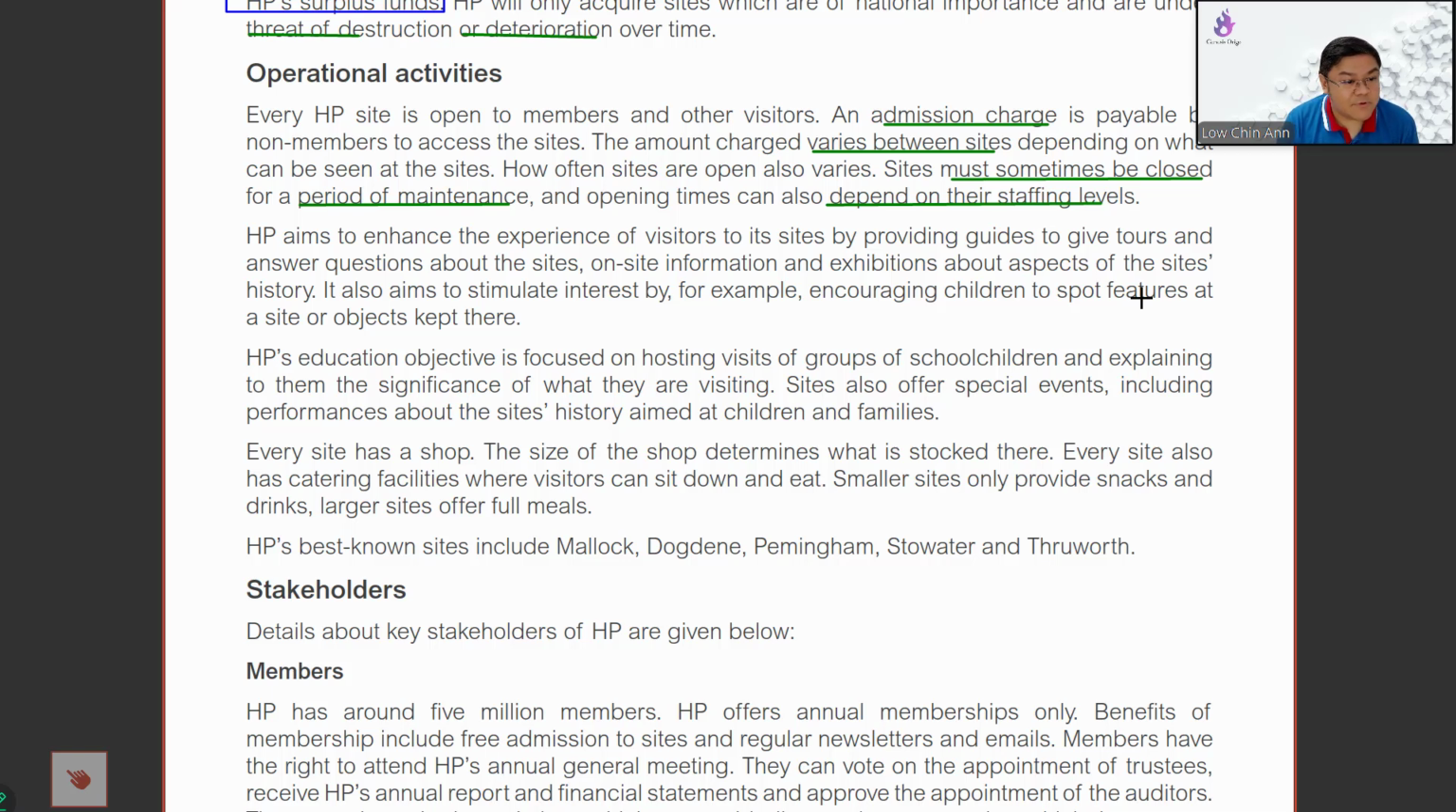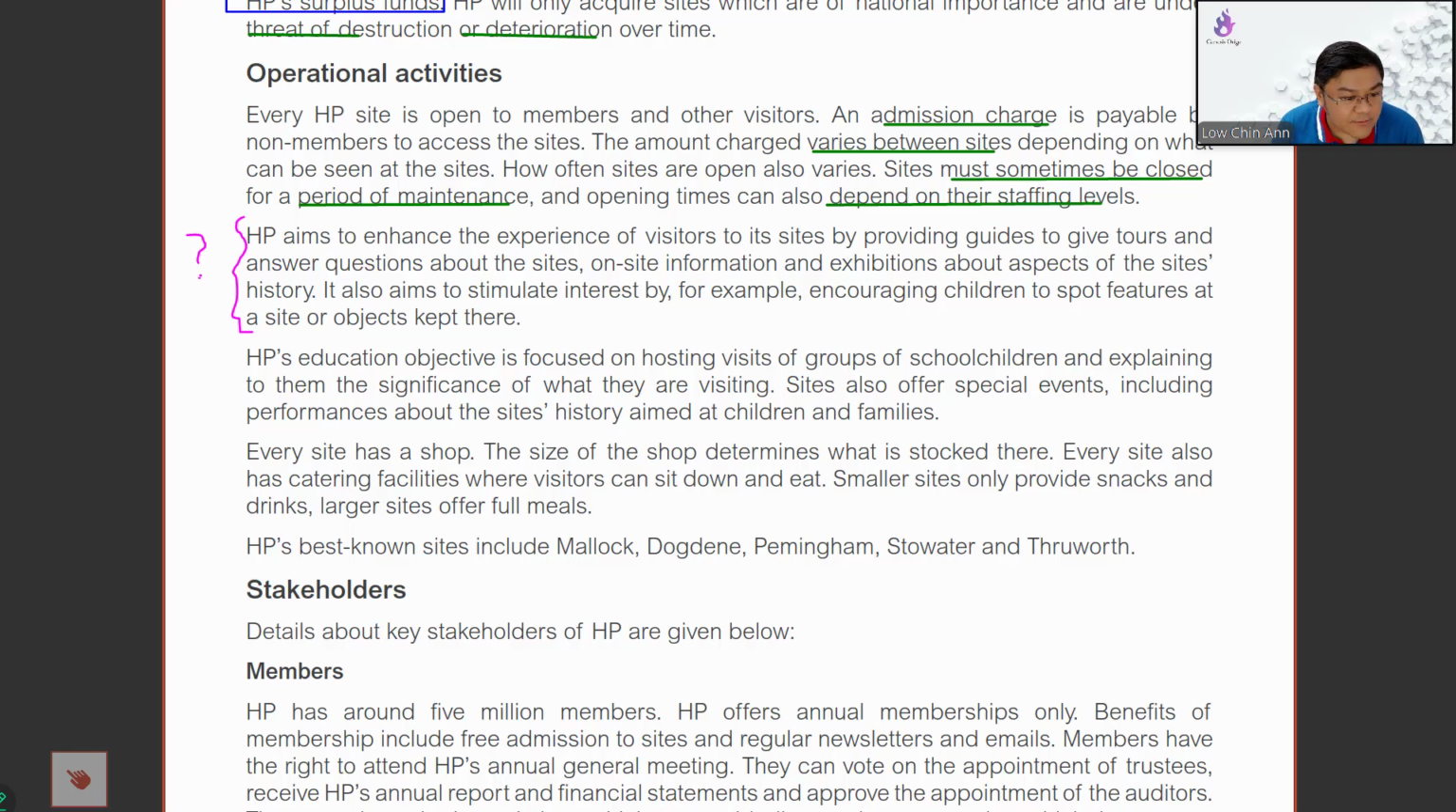Okay, HP aims to enhance the experience of visitors to its sites by providing guides to give tours and answer questions about the sites, on-site information, and exhibitions. And it also aims to stimulate interest by encouraging children to spot features at a site and keep objects there. Now, don't you think all these things can be easily replaced or helped by technology? These are the things where technology will come in so handy to take over some of the role that you depend on the guide for.